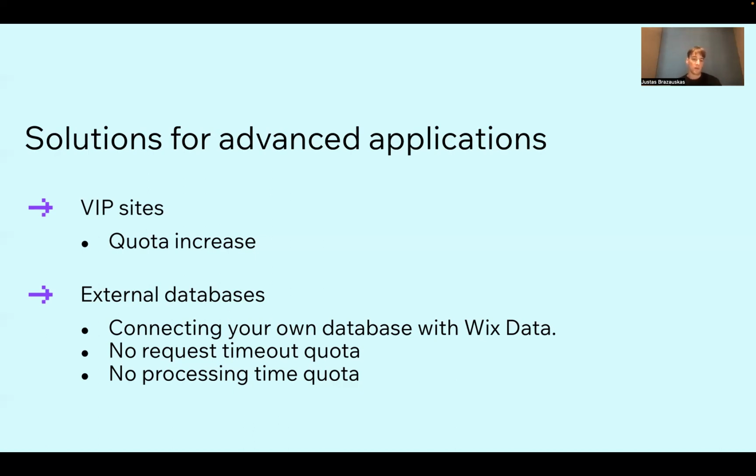So the very useful thing about connecting your own database is that now we don't impose the request timeout quota and the processing time quota, because this is not a resource that's shared, so we don't have this multi-tenant problem. As long as your database is able to handle your site's traffic and your site's data load, we're not going to impose any throttling on our end. So potentially this can be much more performant and handle much higher data loads than what you would get with our initial multi-tenant solution.